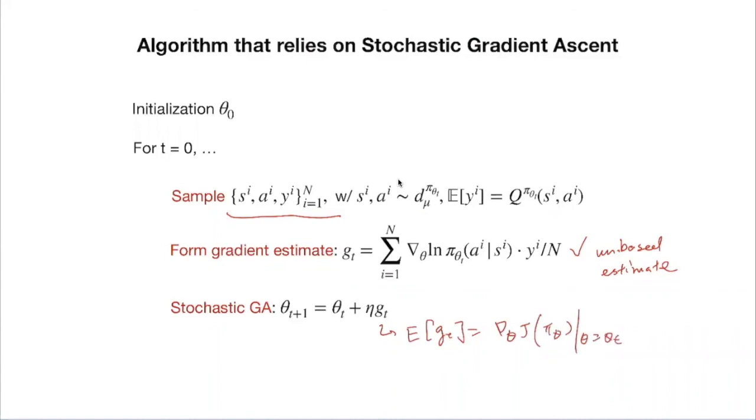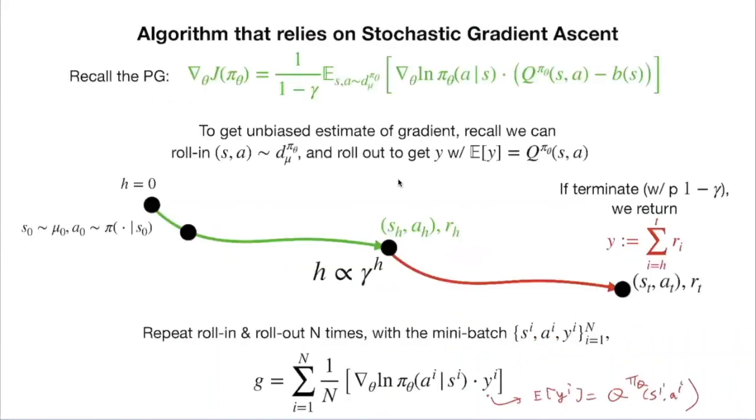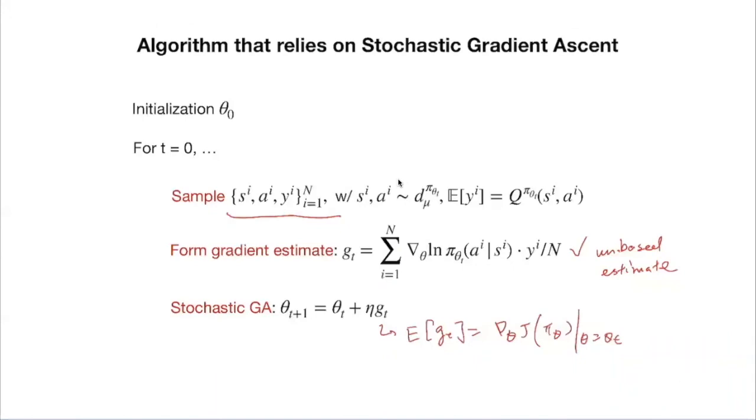Professor, what happened to 1 over 1 minus gamma? Good question. Yeah, sorry about that. I will update the slides accordingly. So let's just multiply the Poisson factor. Okay, cool. Thanks.